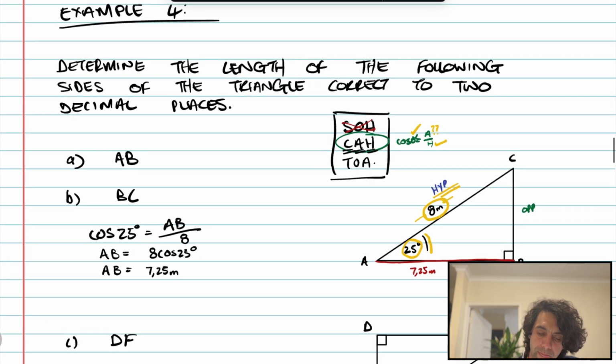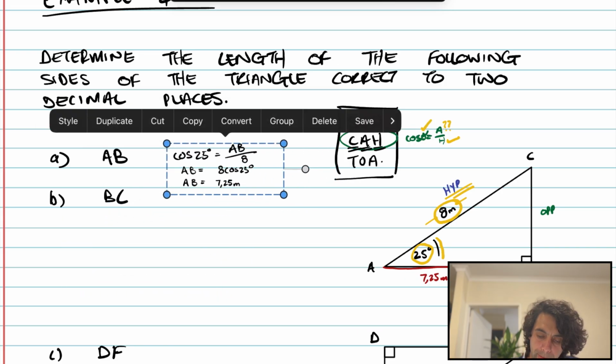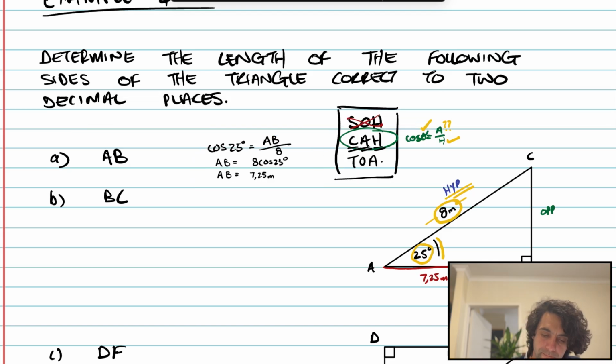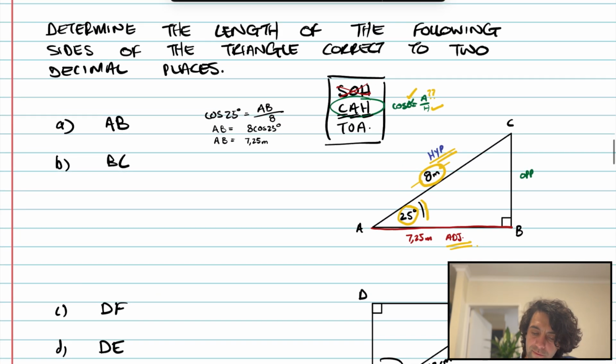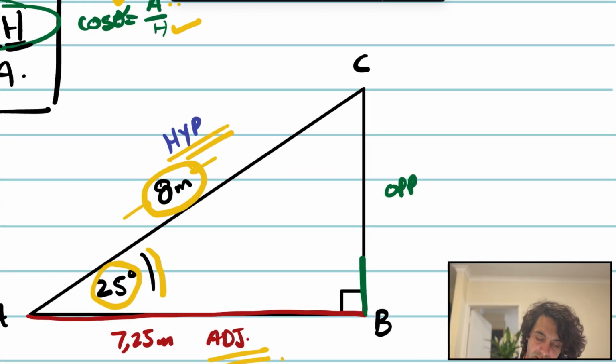Okay. Let's get the other side of our triangle. I'm just going to pop this up over here. Now we are looking for the side BC. That is this side over here.